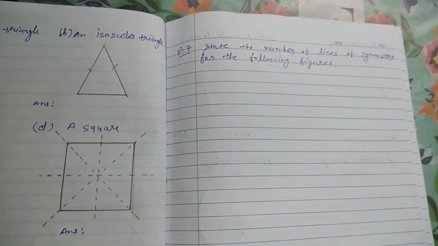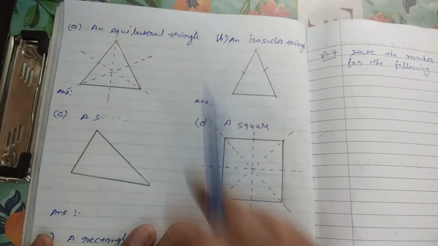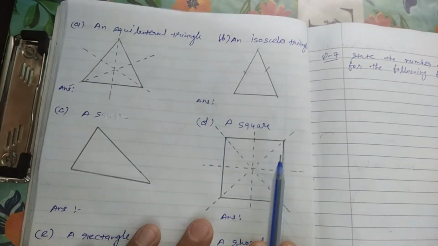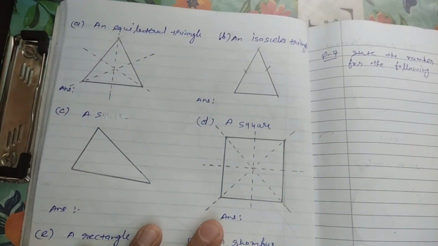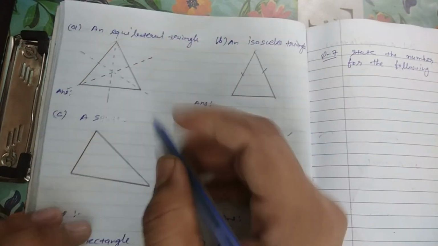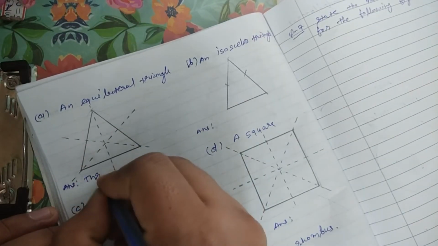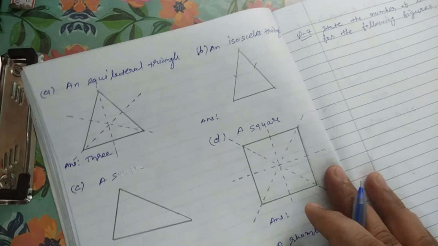Next question, question number 7. State the number of lines of symmetry for the following figures. Number A, an equilateral triangle. We have already discussed at the start of the chapter that an equilateral triangle is a regular polygon having 3 equal sides and equal angles, and it has 3 lines of symmetry. 1, 2 and 3. So 3 is the answer.